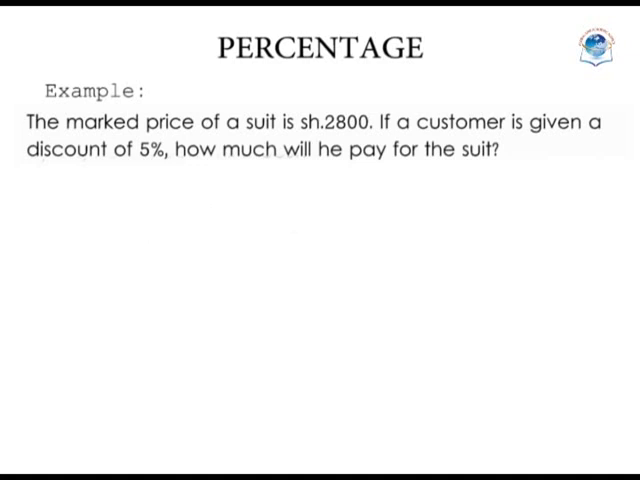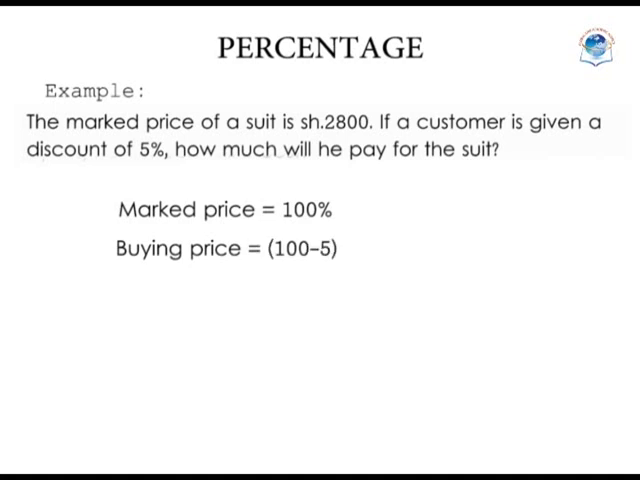Alternatively, we can say that if the marked price is equal to 100% and a discount of 5% is allowed, the buying price will be equal to 100 minus 5, which is 95%. So now we work 95% of 2,800. 95 over 100 times 2,800 gives us 2,660, the same answer.